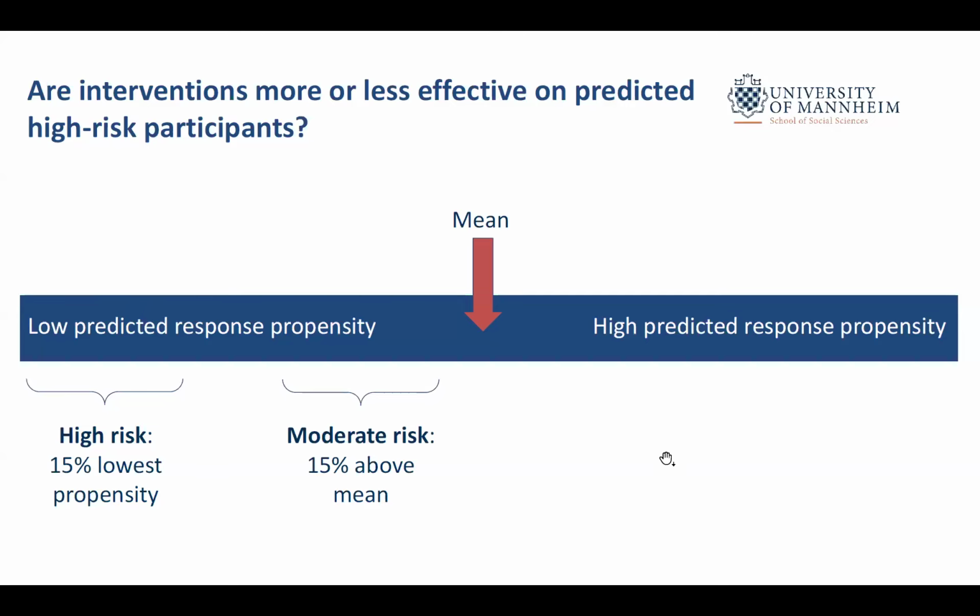So one group will be the high-risk group, looking at those 15% with the lowest propensity to respond. Then we have another group, which is the moderate risk group, that has still a certain risk of non-response, but not the highest risk, but the 15% above the mean risk. And the idea here is that those people might be more susceptible to interventions compared to the very high risk group.